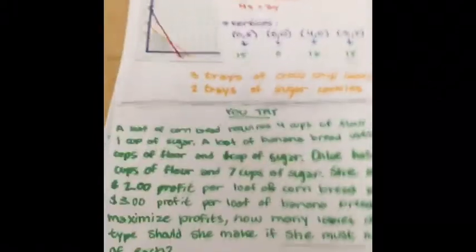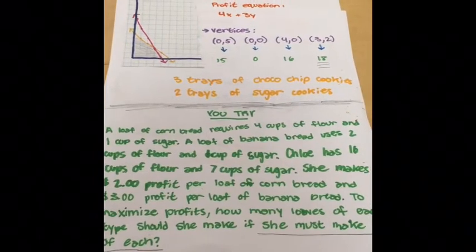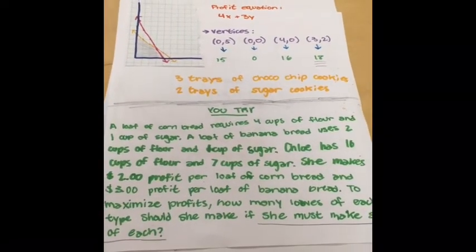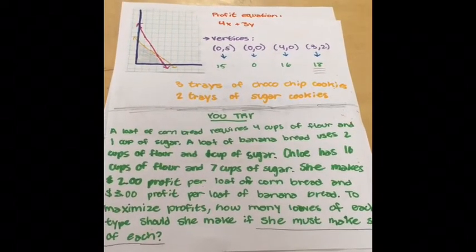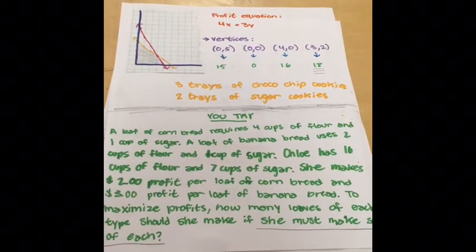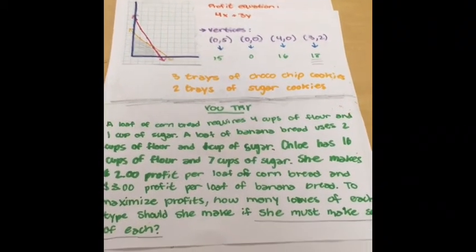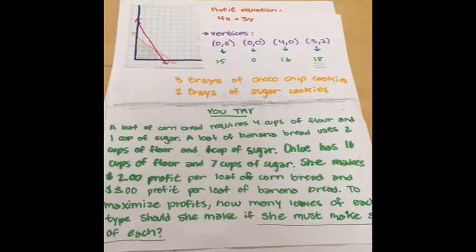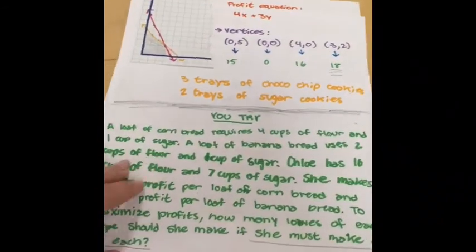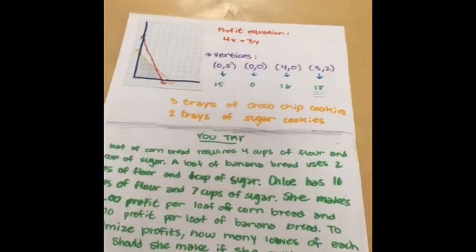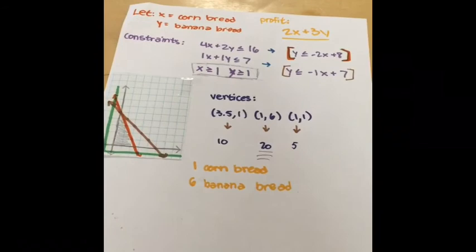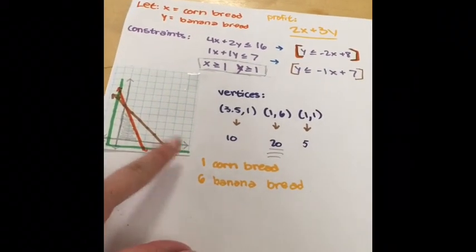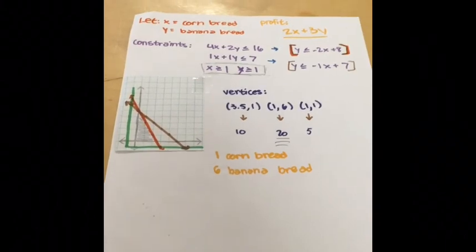Here's a you-try problem. A loaf of cornbread requires 4 cups of flour and 1 cup of sugar. A loaf of banana bread uses 2 cups of flour and 1 cup of sugar. Chloe has 16 cups of flour and 7 cups of sugar. She makes $2 profit per loaf of cornbread and $3 profit per loaf of banana bread. To maximize profits, how many loaves of bread each should she make if she must make some of each? Remember the must make some of each. Pause it here if you want to do this problem. Here's the answer to your problem, and here's all the work.